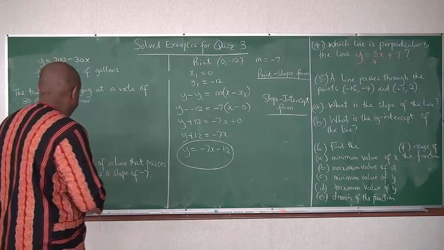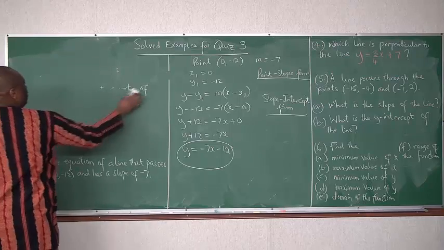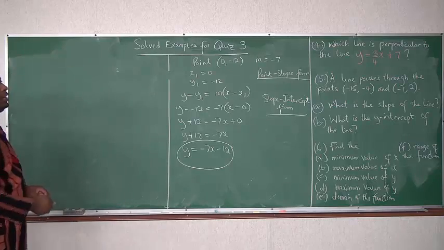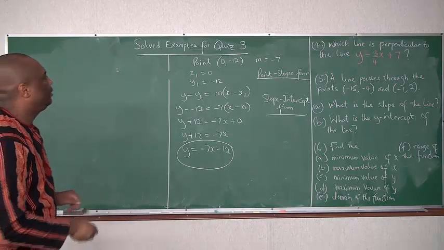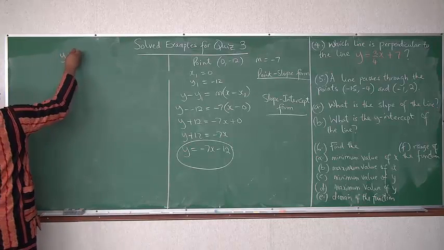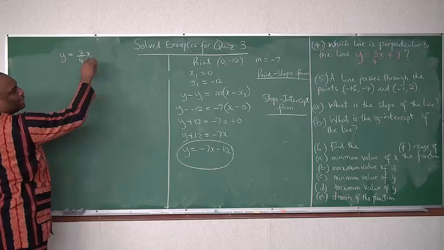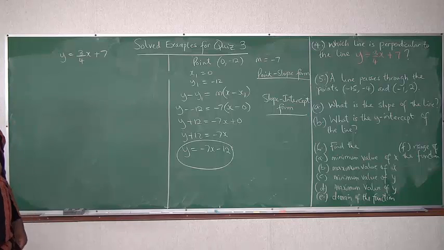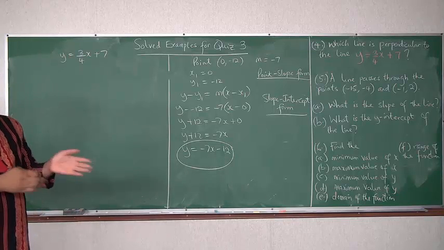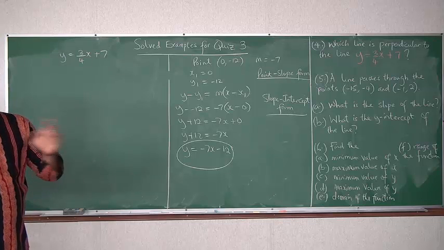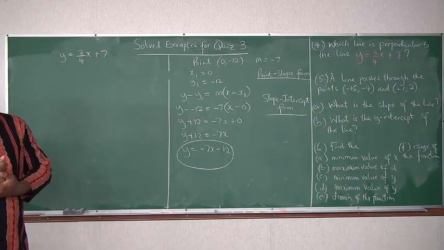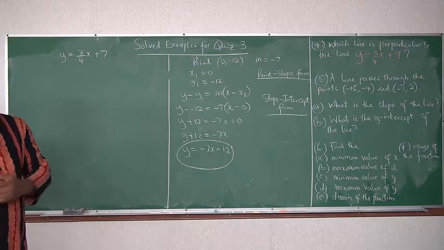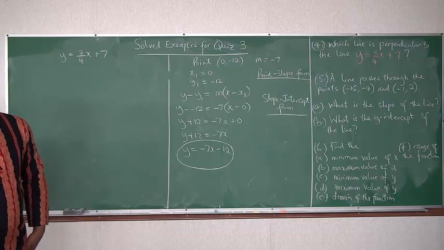Question 4. Which line is perpendicular to the line y equal to 3 over 4 times x plus 7? Of course, when we did parallel lines and perpendicular lines, parallel lines have the same slope. For perpendicular lines, the product of the slopes is negative 1, or the slope of one line is the negative reciprocal of the slope of the other line.